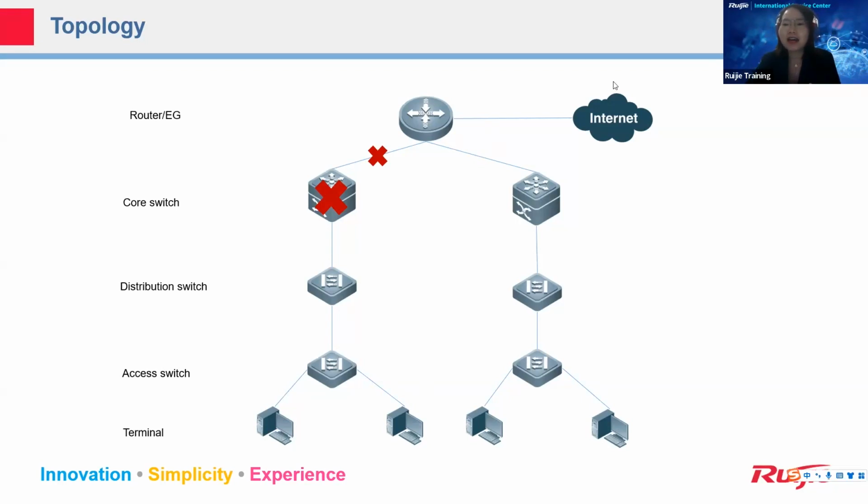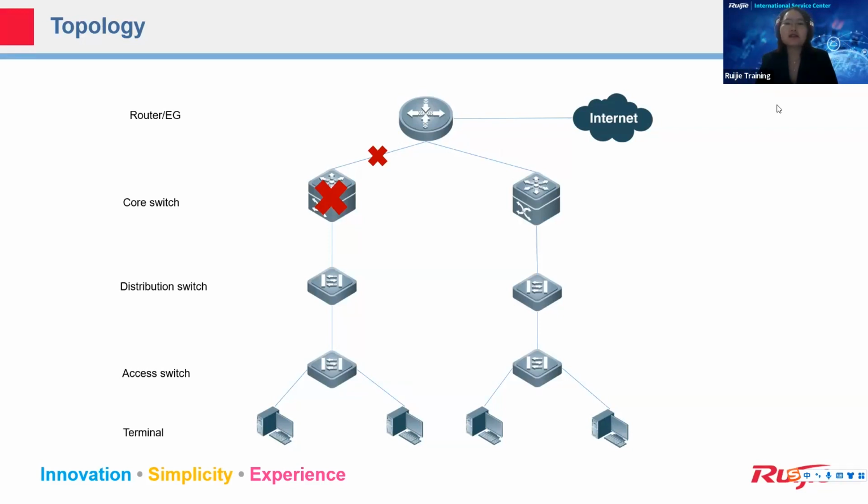Yeah, I already get some answer. In this topology, if the link or maybe the device is broken, these terminals located in different access switches cannot communicate with each other, right? And this phenomenon we call a single point of failure. So if your network, especially some very important network, we hope we can avoid this single failure.